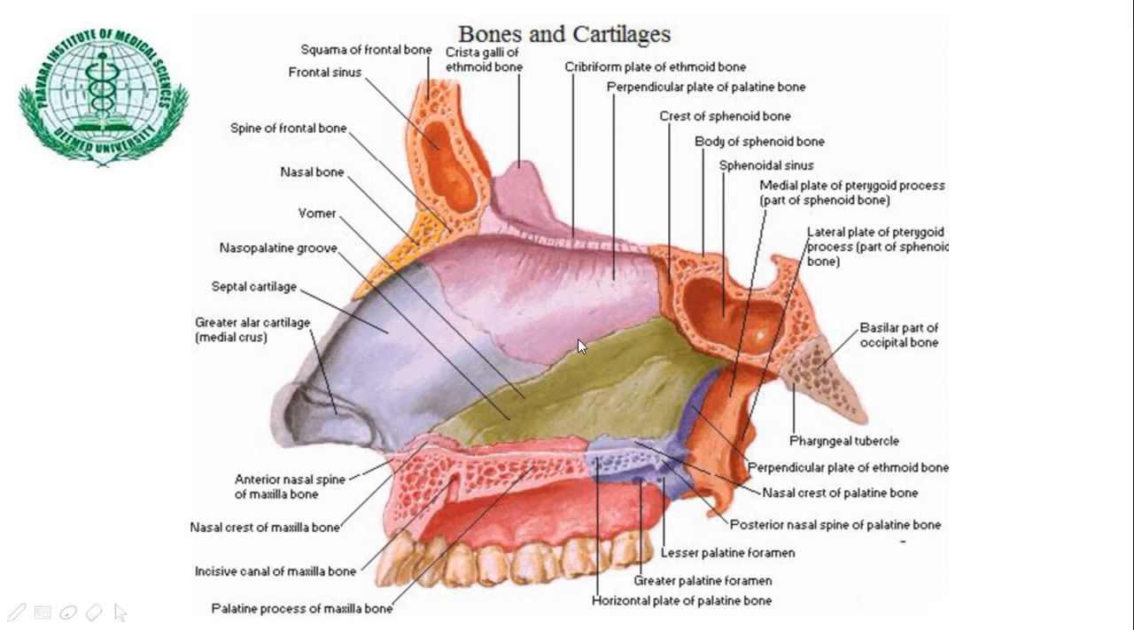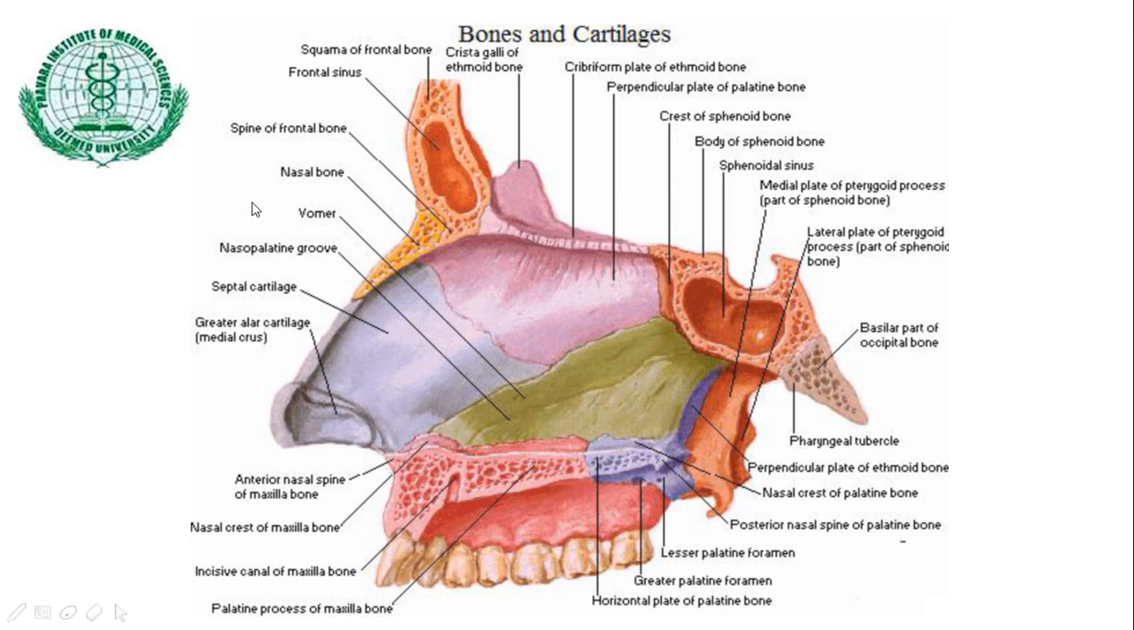Now the bony part of it is formed by the perpendicular plate of the ethmoid bone, which forms the posterior superior part of the septum, and this is the vomer, which forms the posterior inferior part of it. In addition to it, other bones are also contributing. These are the nasal spine of the frontal bone.